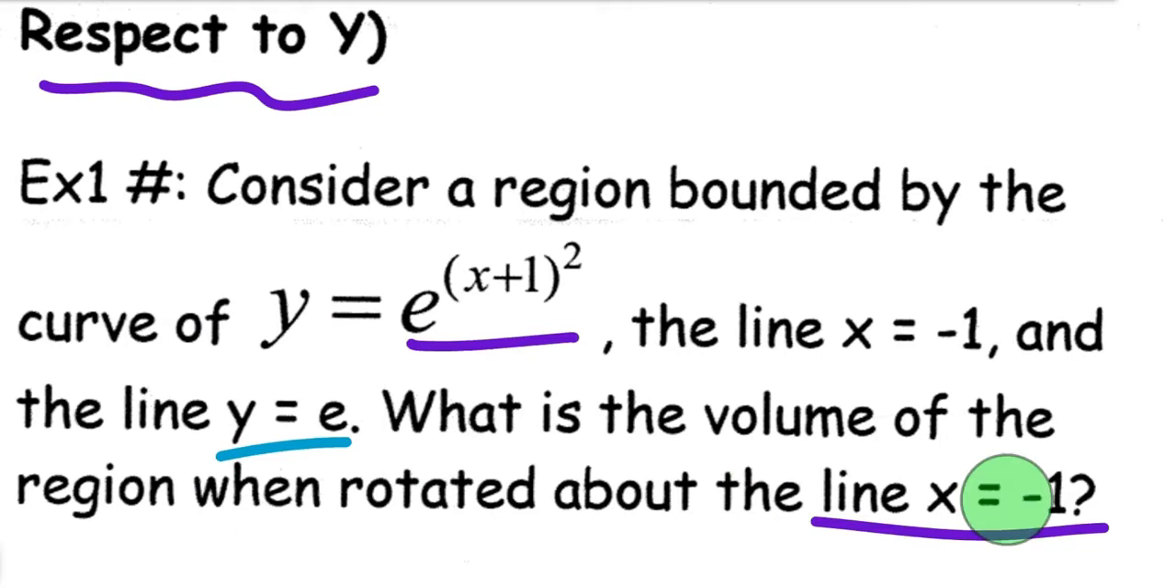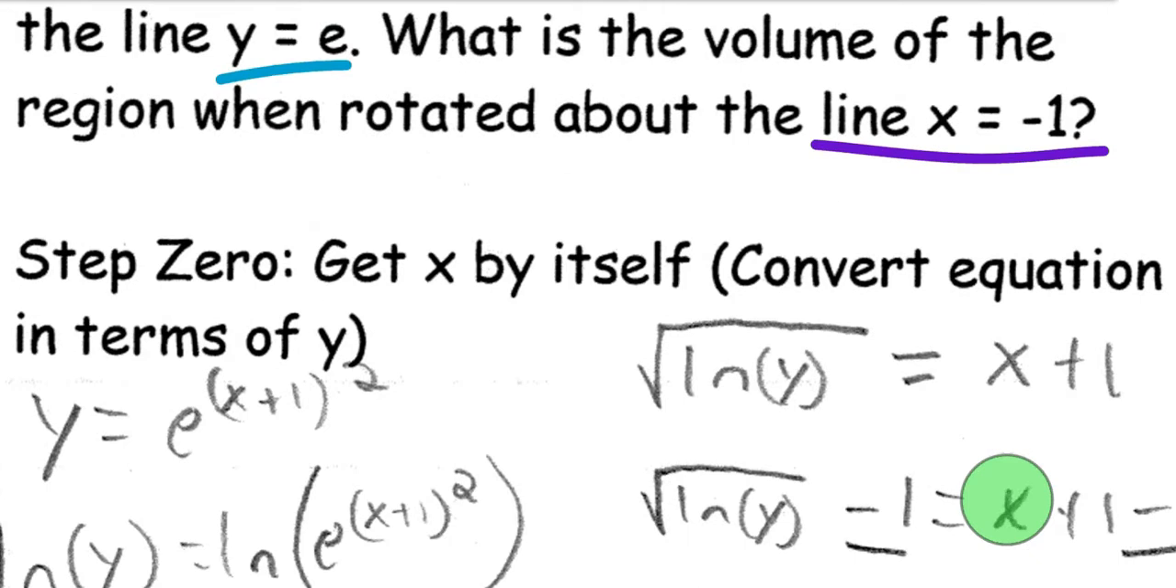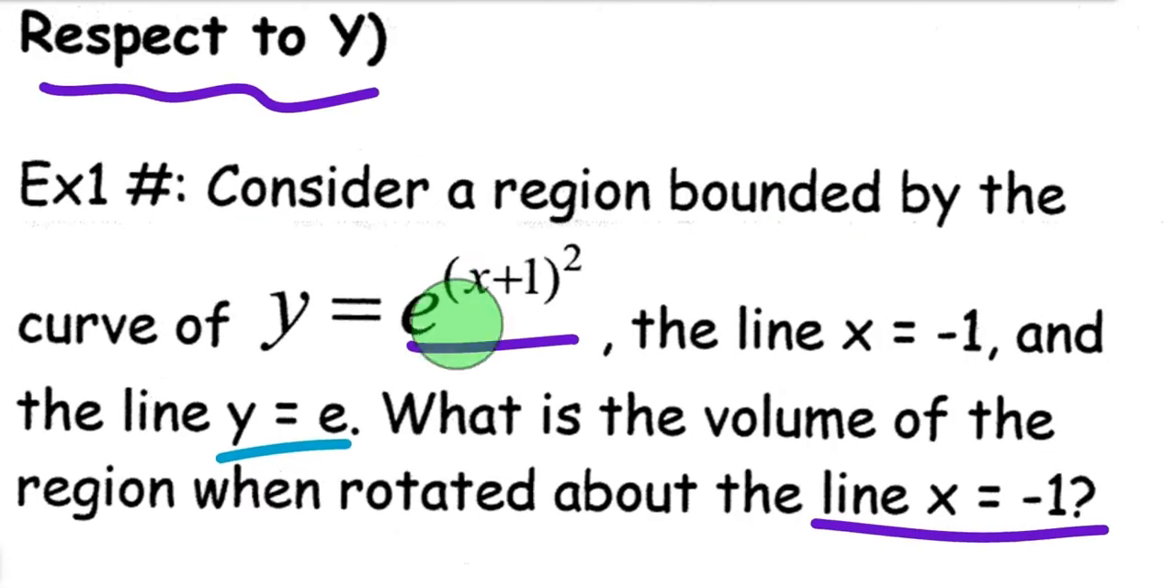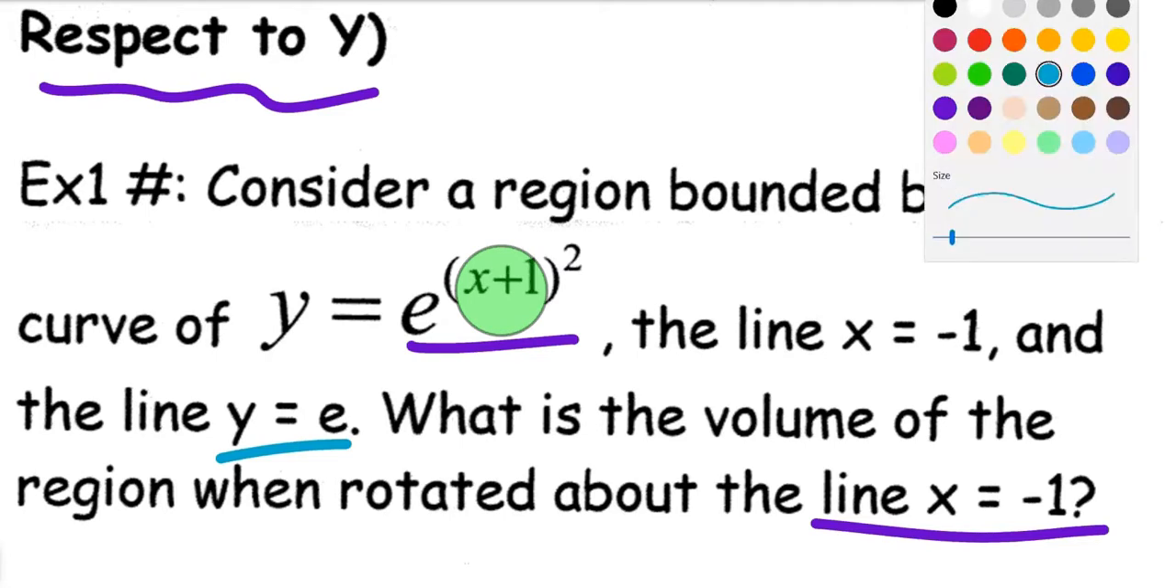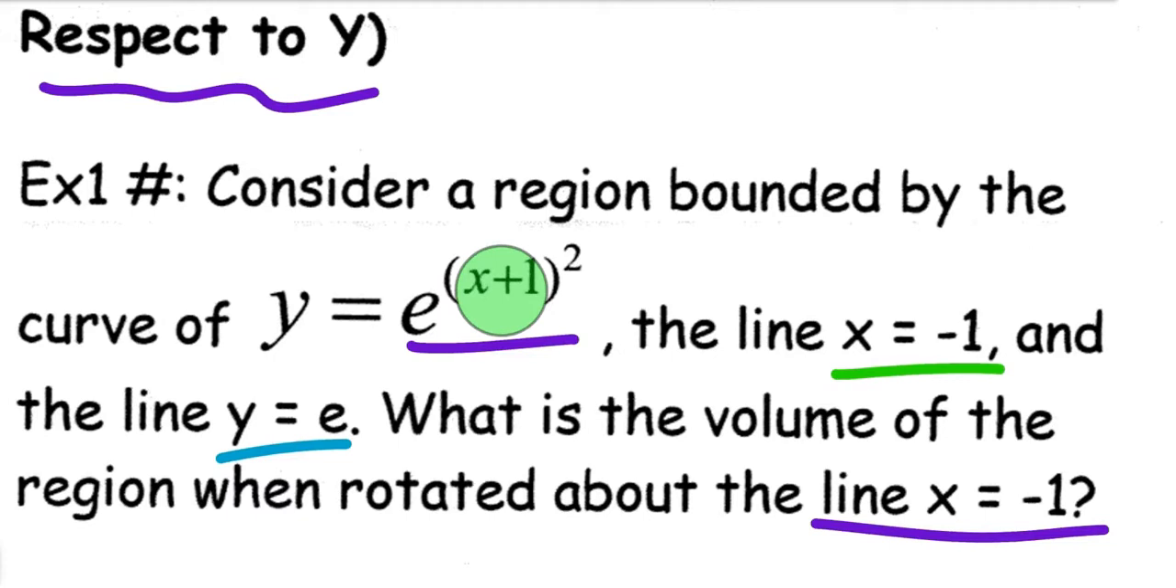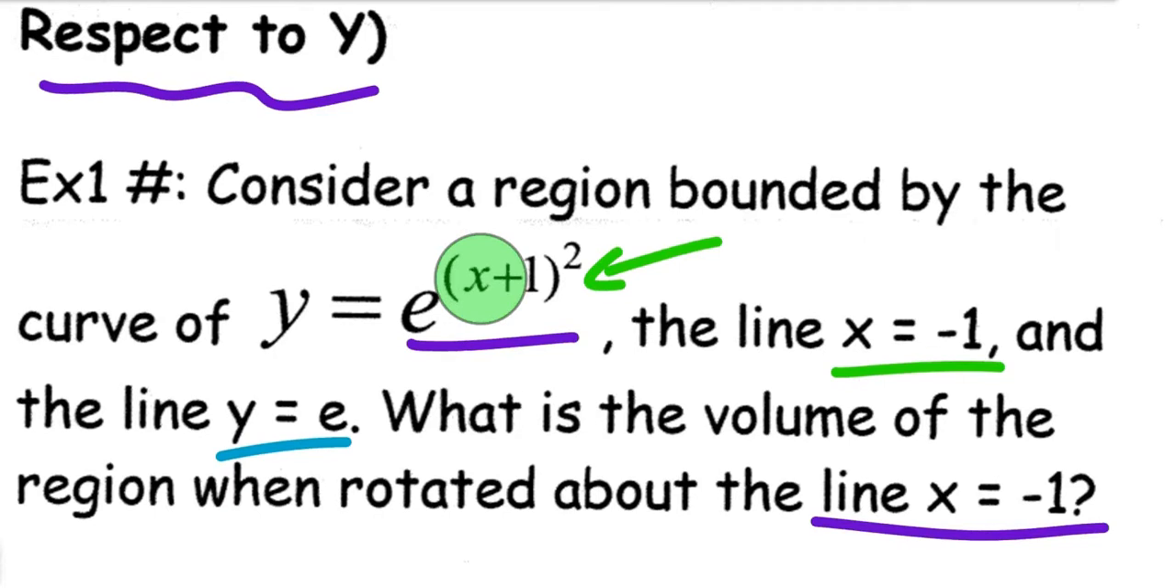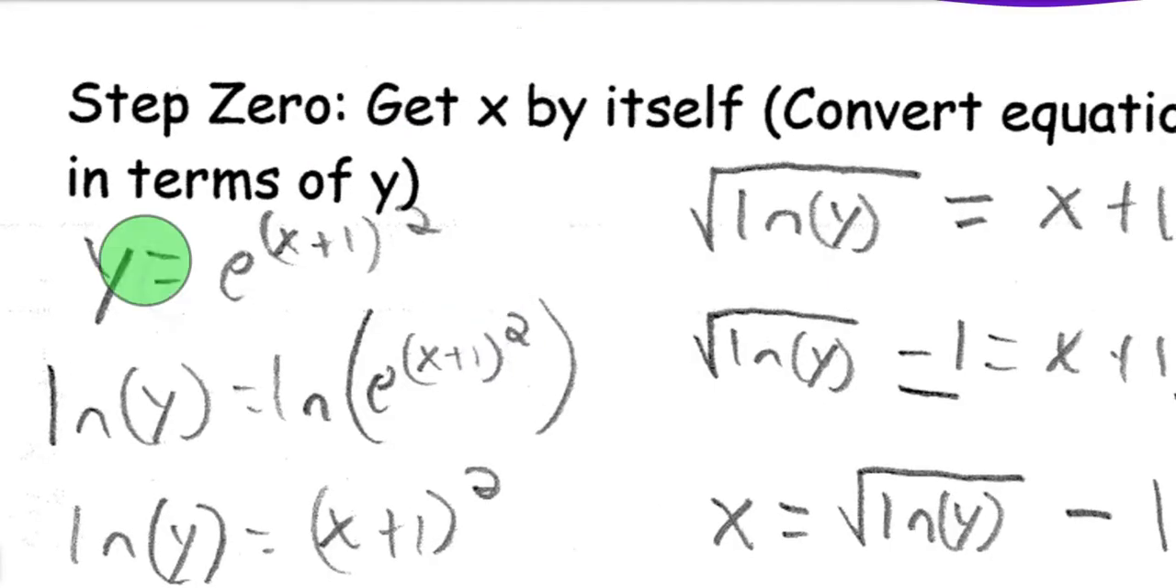As I've already said, if we're rotating about a vertical line, x needs to be by itself in all of our equations. Of course x equals -1, which is part of our region, is already by itself, so that's good. But this right here, we want to get this x by itself because it needs to be in terms of y. So the first thing we're going to do is take the natural log of both sides to cancel this e.